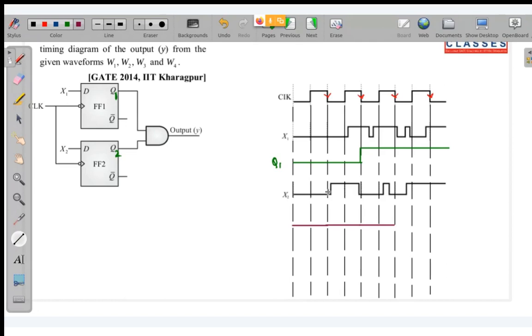Here it is 0. Here also 0. Here also 0. And for the first time it is becoming 1 over here. Fine. Now you can see, this is your Q2. So the output is equal to Q1 Q2. So if you multiply these two, it will be simple like this.